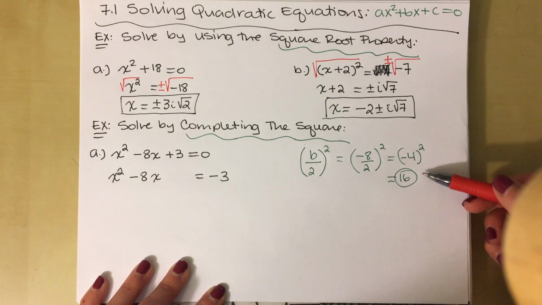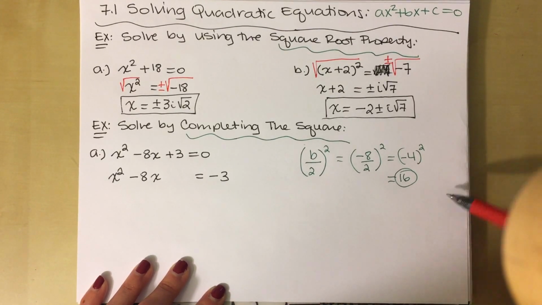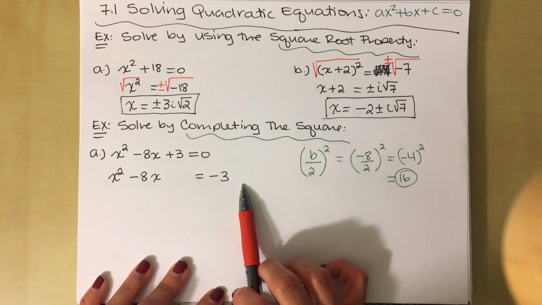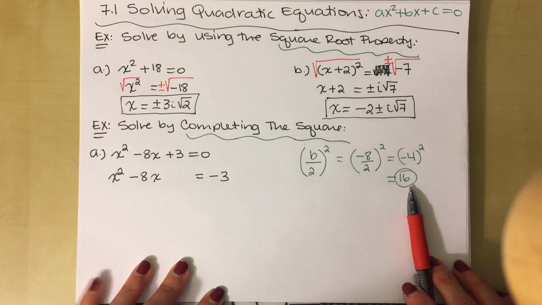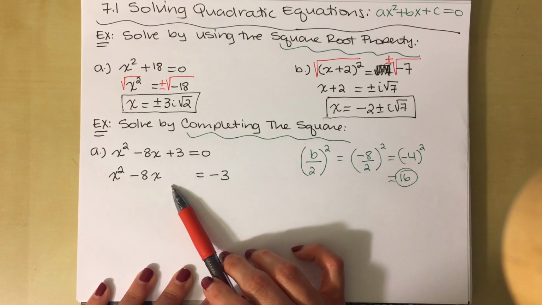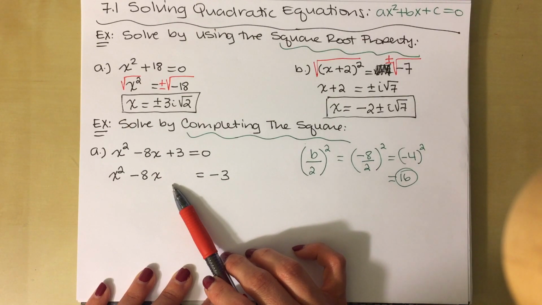Okay, so what do we do with this value? You're going to add 16 to both sides of this equation. We have to do it to both sides. The reason we're adding 16 is because it's going to make the left side factorable.